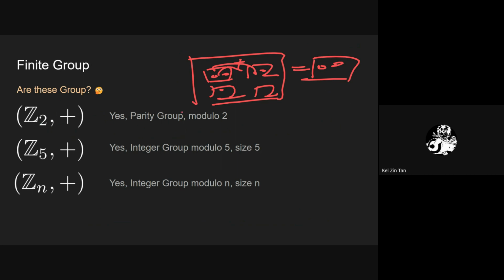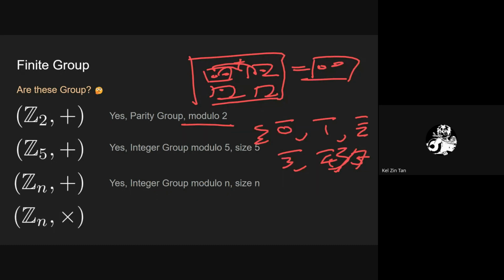So Z2 is the parity group and is defined on modulo 2. Z5 is modulo 5, and it has a size of 5. More explicitly writing it out, this is 0 bar, 1 bar, 2 bar, 3 bar, 4 bar. There is no 5 bar. For any group size n, we can just do the integers modulo n, and this will be of size n.